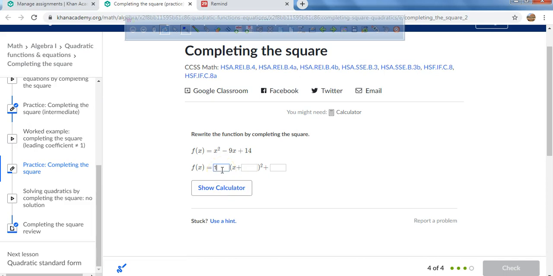So type in a 1. Even tells you right here, make sure you do a simplified improper fraction. Minus 9 over 2, minus 25 over 4. And that should be it.